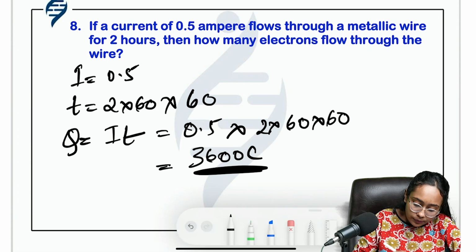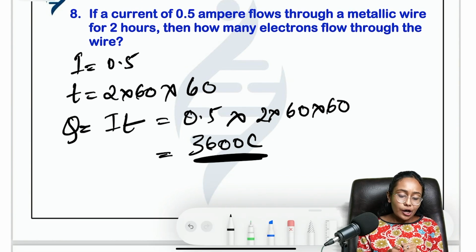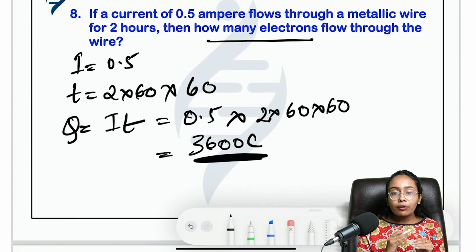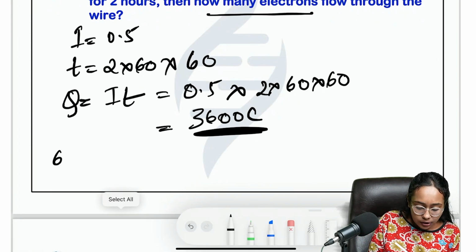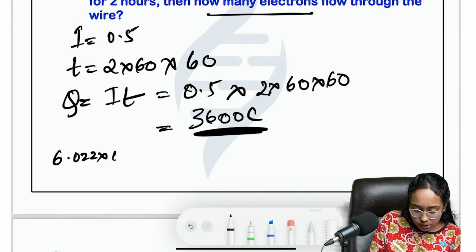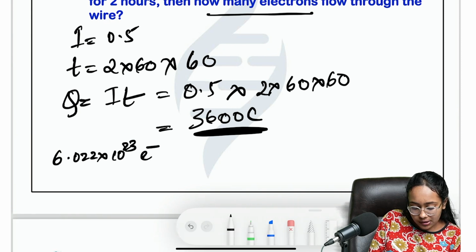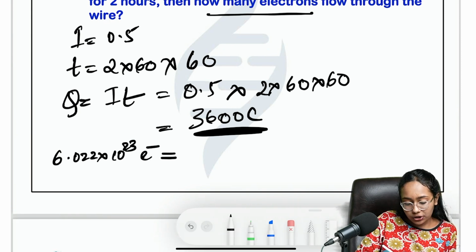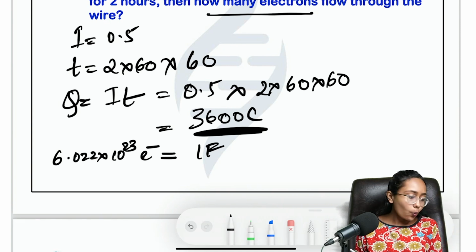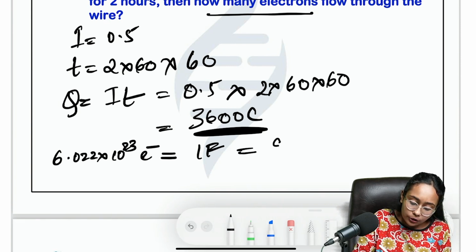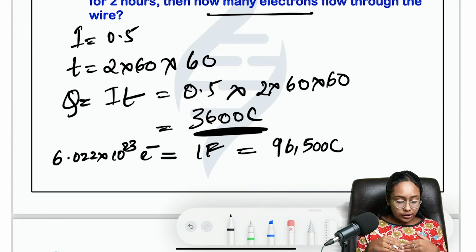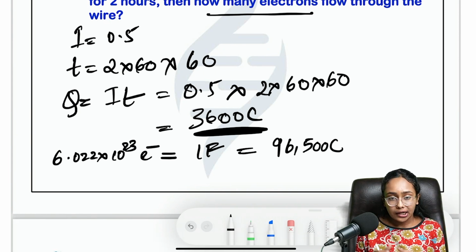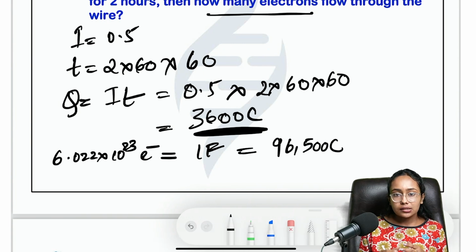3600 coulombs. But this is not the answer which we need. We are asked to find out the number of electrons flowing through the wire. So if there are 6.022 into 10 raised to 23 electrons, the charge will be 1 farad. 1 farad equals 96500 coulomb. If there are 6.022 into 10 raised to 23, Avogadro number of electrons in a system, the charge will be 1 farad, that is 96500.